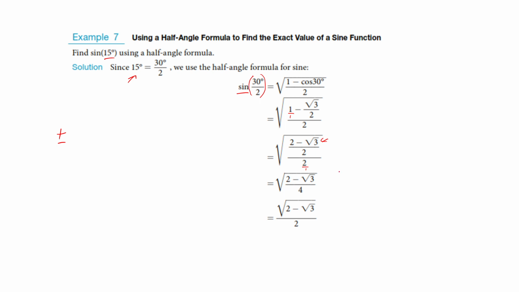Okay, one last step. Remember, if I've got a fraction inside of a square root, I can square root the top and the bottom individually. That's how they got it down to here. Now, I know this is a very weird looking number with a root inside of a root, but that's okay. That's good enough.